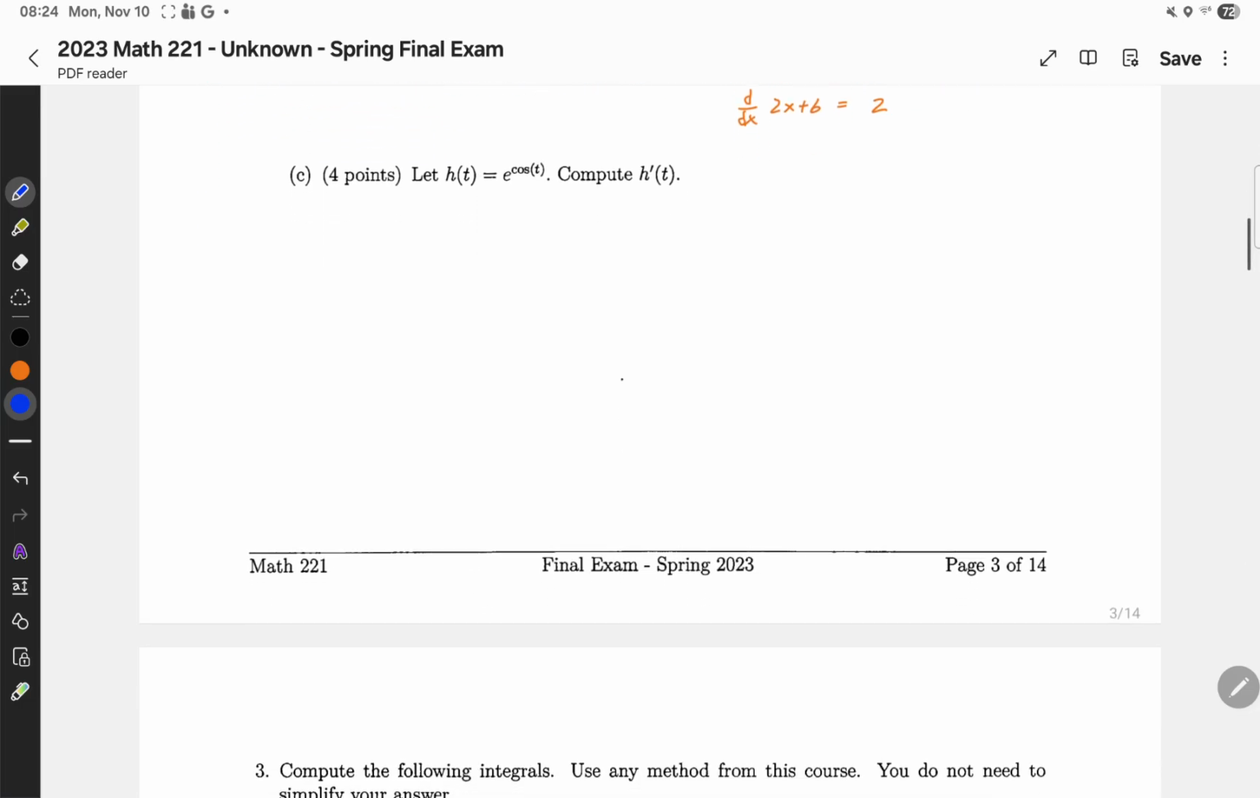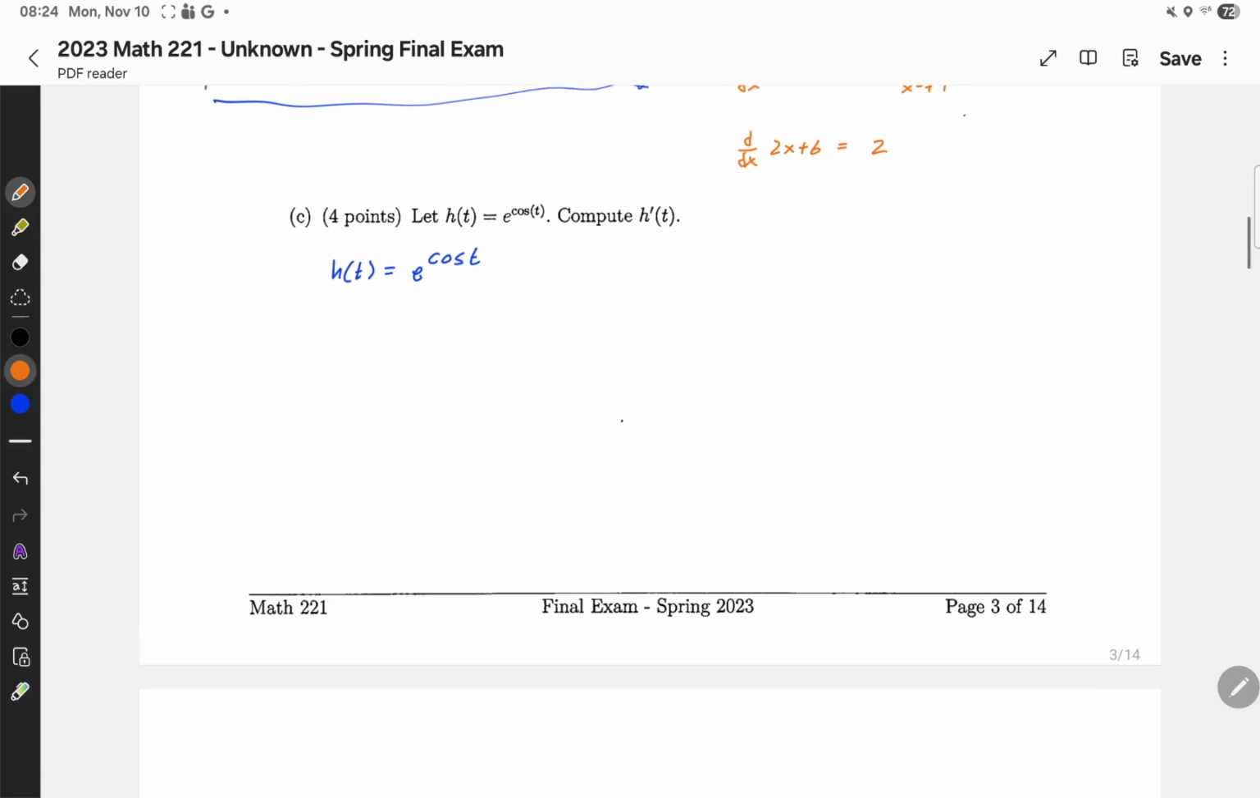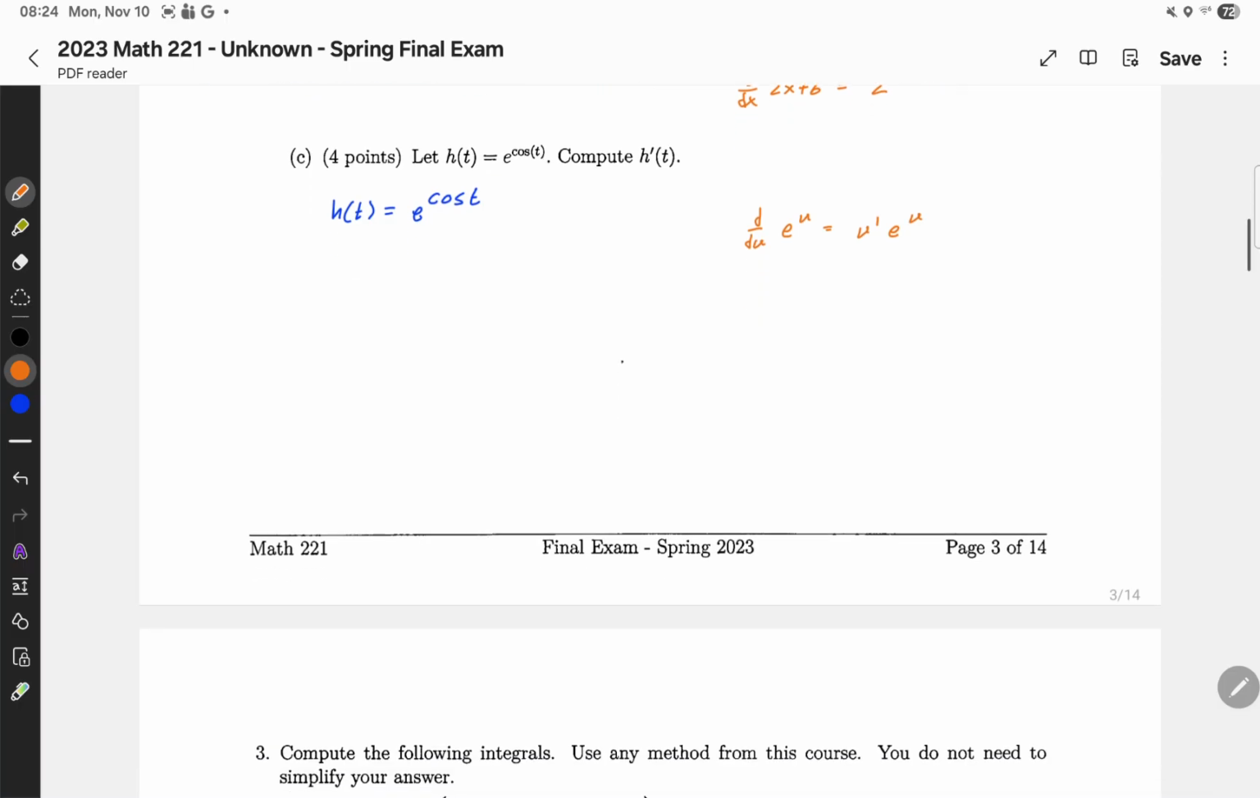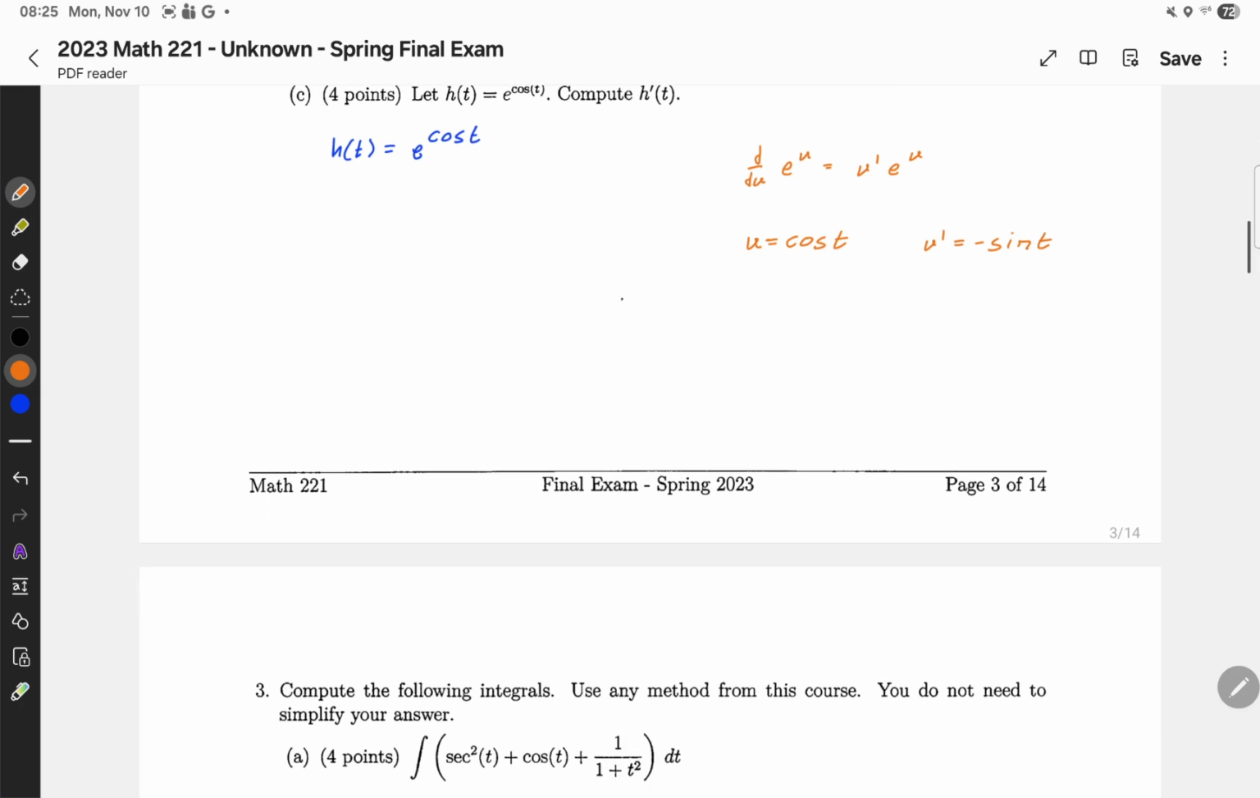All right, part C, we have h of t is equal to e to the cosine t. All right, so this is going to be chain rule. Again, right, because we have kind of two functions embedded in one another. So let's say, just recall the derivative with respect to u of e to the u is just going to be u prime times e to the u, right? Just chain rule here. So now let's say u, that's going to be our cosine term, right? What is the derivative of cosine? Well, that's just going to be minus sine of t. Sorry, the derivative of cosine t is minus sine of t, to be clear.